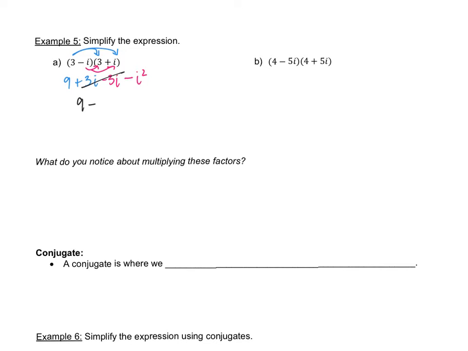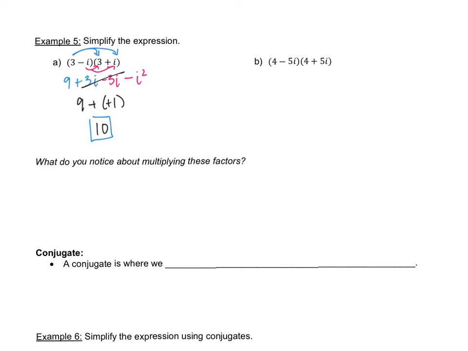And I have a negative, but this is an i squared. So it turns out that's just a negative 1. And so two negatives make a positive, right? And so I really have a 10. 9 plus 1 is 10. And so I just get a 10, which is kind of nice. I went from all of this to just a simple answer, 10. And so that's kind of weird.